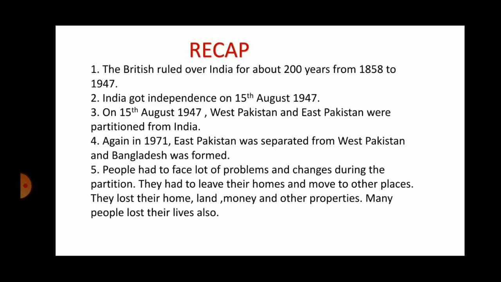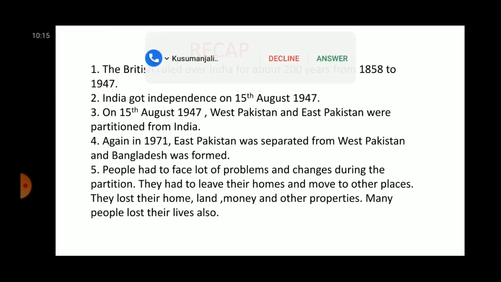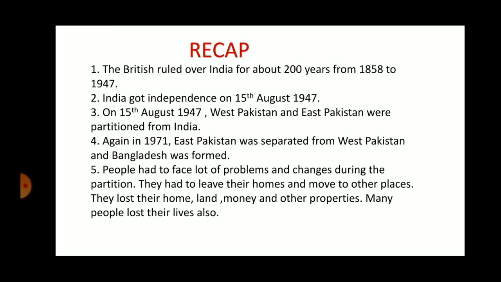So children, today you have learned that the British ruled over India for about 200 years from 1858 to 1947. India got independence on 15th August 1947. On 15th August 1947, West Pakistan and East Pakistan were partitioned from India. Again, in 1971, East Pakistan was separated from West Pakistan and Bangladesh was formed.